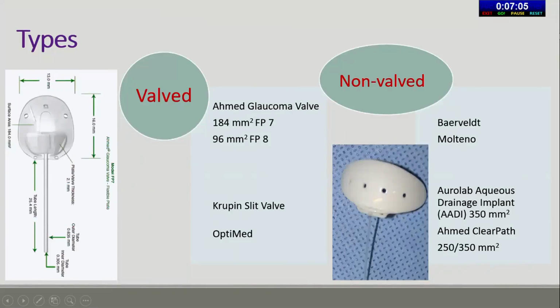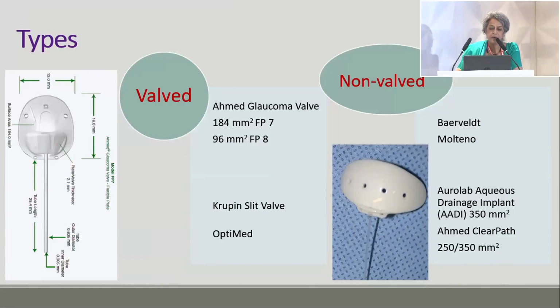So I'll be talking about some things new and some old. The journey started with Molteno and the Baerveldt, and then it came to Ahmed, which was FP7 and FP8, and the Krupin and Optimed are really now not there anymore. And then the non-valve came back, especially with the Aurolab or the ADI valve, and now the Ahmed ClearPath valve.